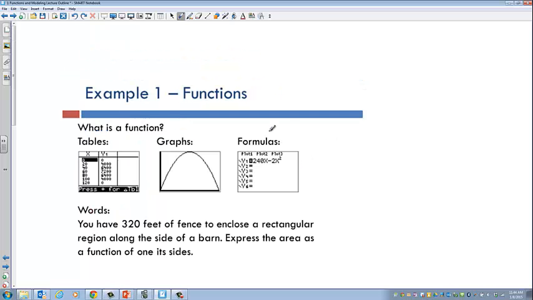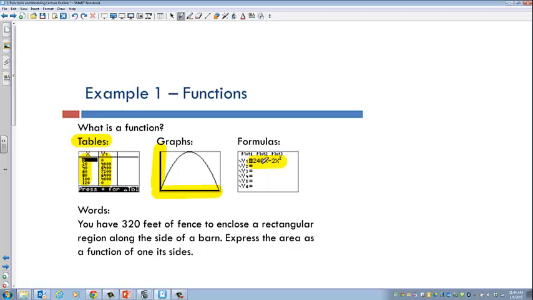Let's take a look at an example I have here of some functions, and there are really four ways to represent a function. You can look at it in terms of a table, and when you look at it in terms of a table, you have the input here on the left and the output on the right. You can also look at it in terms of a graph, and for graphs the inputs are along the horizontal, where the outputs are then along the vertical. And then the most abstract way of thinking about a function is thinking about it in terms of a formula.